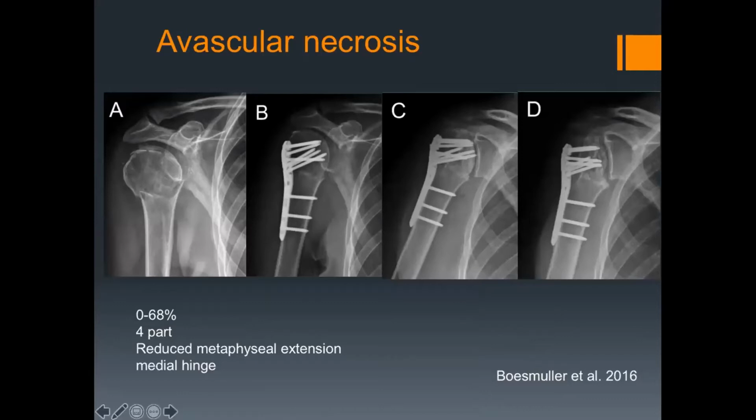So you can see this is a multi-part fracture fixed with a Philos plate, which looks satisfactory on post-operative imaging. However, gradually you can start to see irregularity of the humeral articular surface, subchondral sclerosis in keeping with AVN, and then it progresses to frank articular surface collapse and fragmentation.